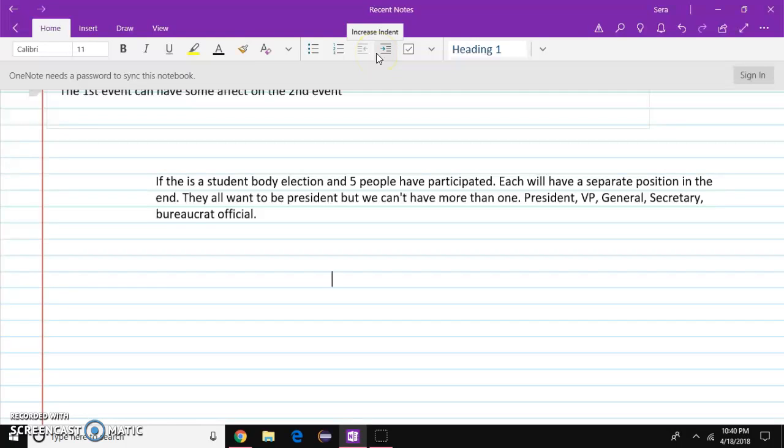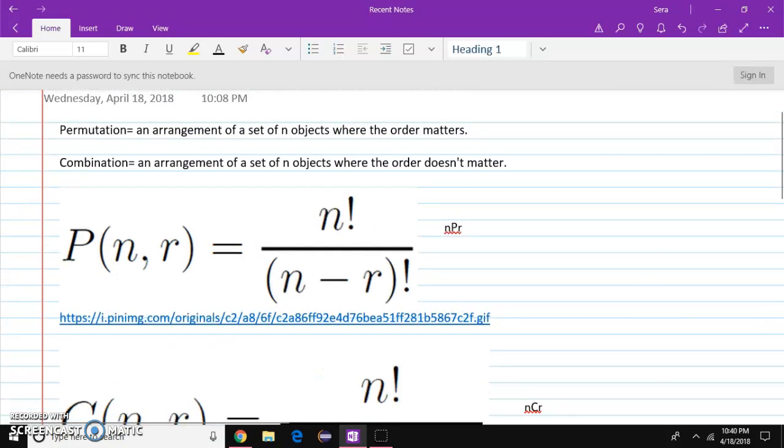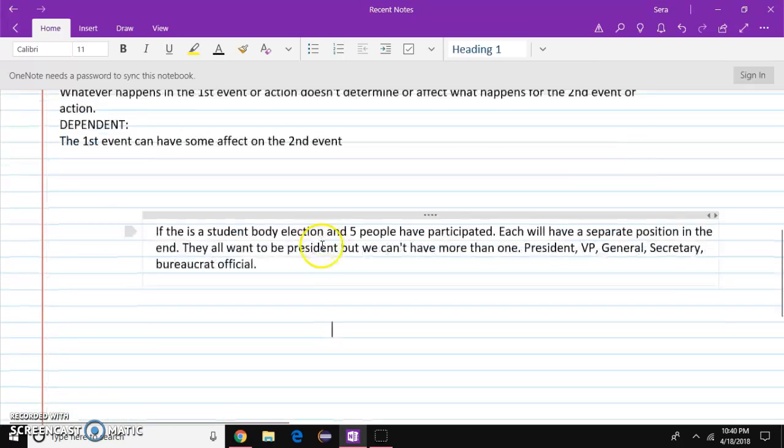So, when we look at this, what do you think? Okay, five people are participating and there are five positions. They all want to be president, but we can't have more than one. So, after one is chosen for president, the other is chosen for vice president, the other for general, the other for secretary, and then for the bureaucratic official, right? So, that's where this equation comes in.